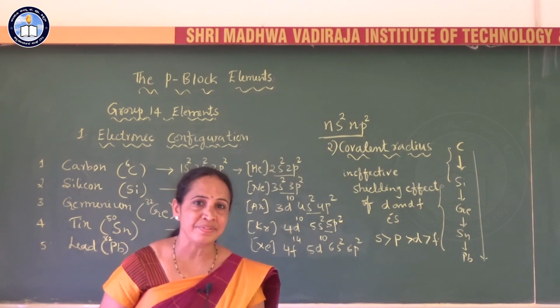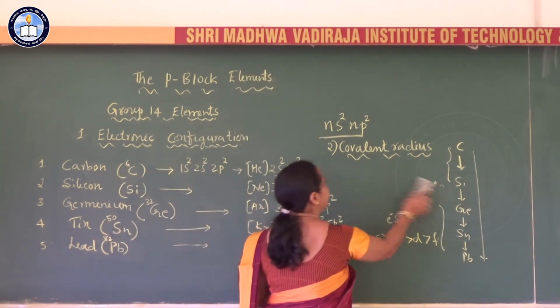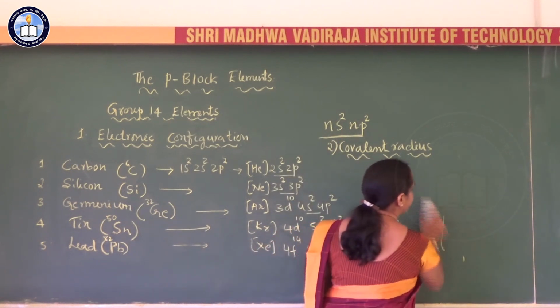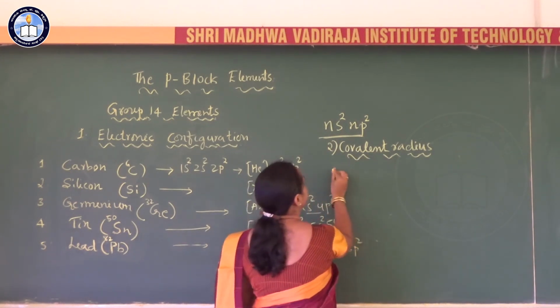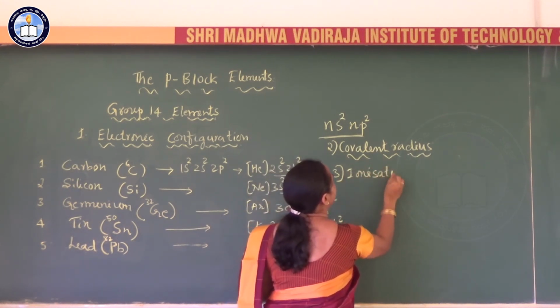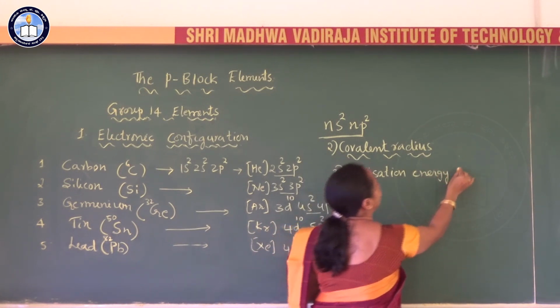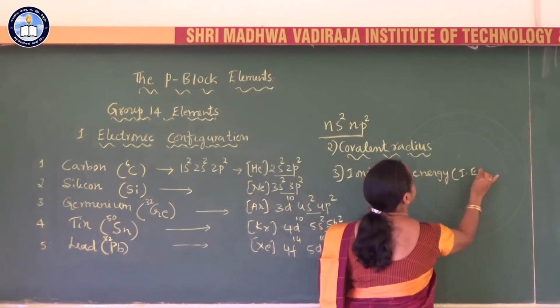Now let us consider the next periodic property, that is the third one, ionization energy. Third periodic property, ionization energy, or in short we are going to call it IE.